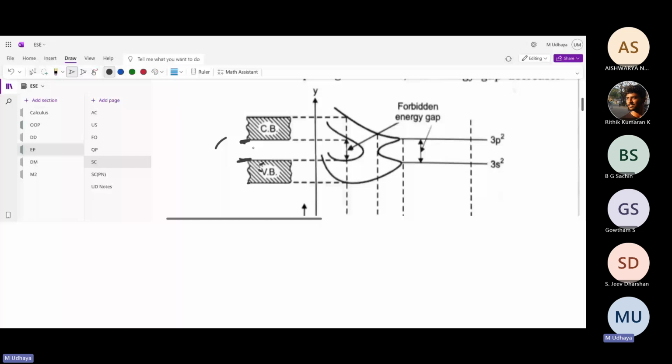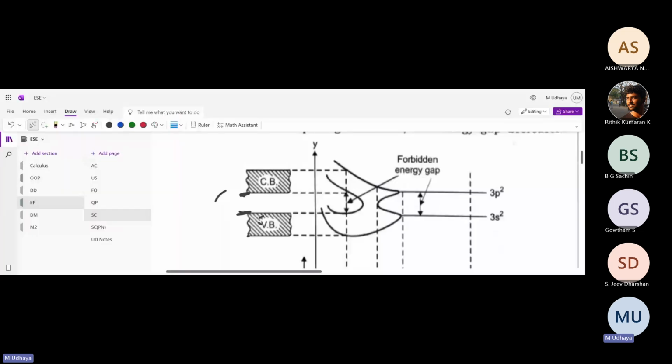Something we also saw in quantum physics was the Fermi energy level. The Fermi energy level lies between the conduction band and valence band, at 0 Kelvin, because the probability of finding an electron there is half.